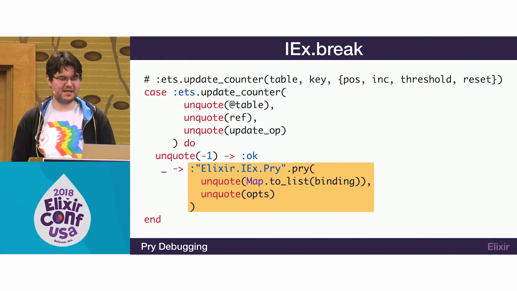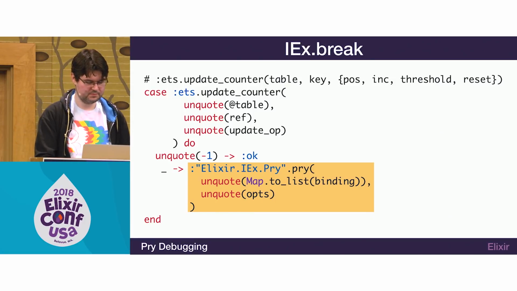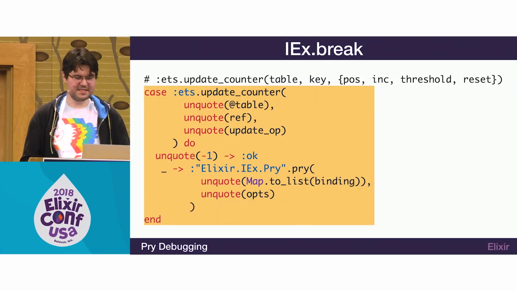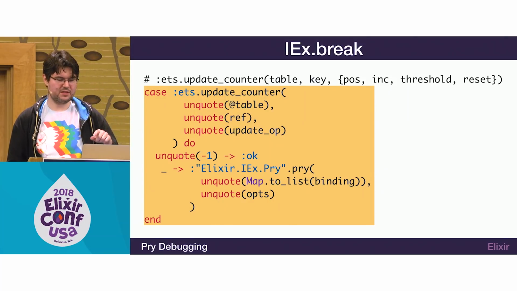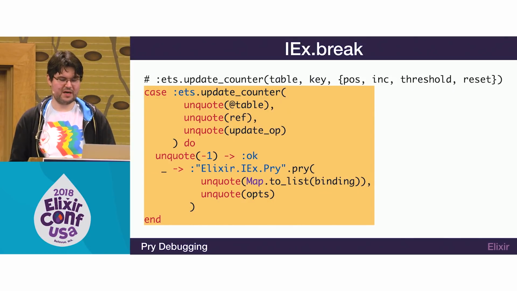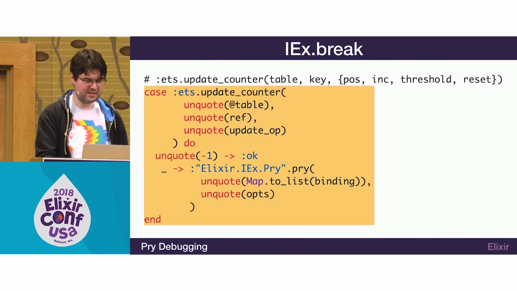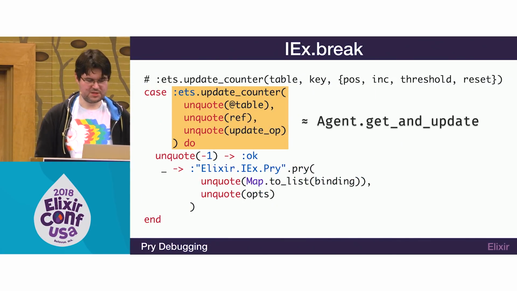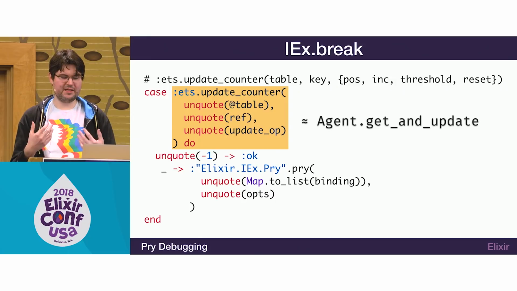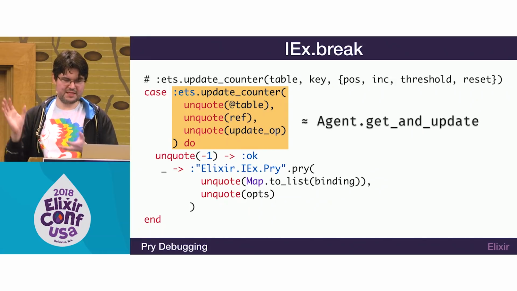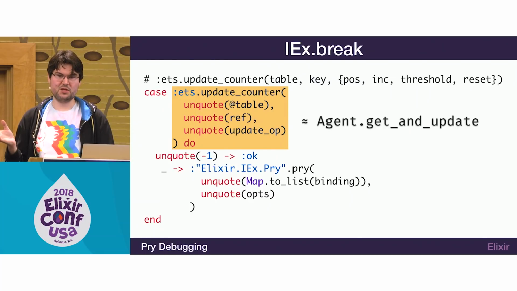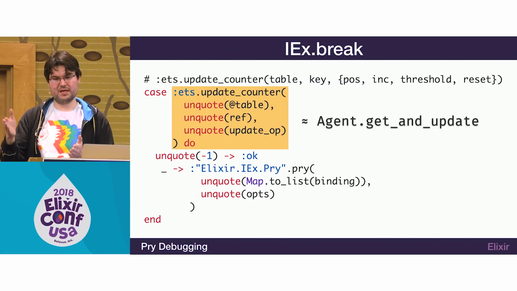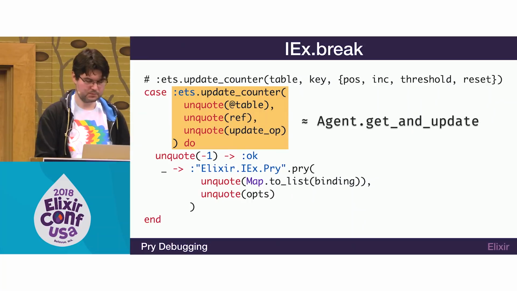The binding is then passed to Elixir IEx.pry, so the instrumentation is doing the same thing that you're doing when you manually edit the code. The case statement around the IEx.pry, though, is implementing the stops counter, so that pry is only called when there are stops left. So internally, IEx.break is implementing conditional debugging, and so this ETS call is equivalent to the agent get and update that you saw before, but of course, counting from 0 to n instead of n and above.